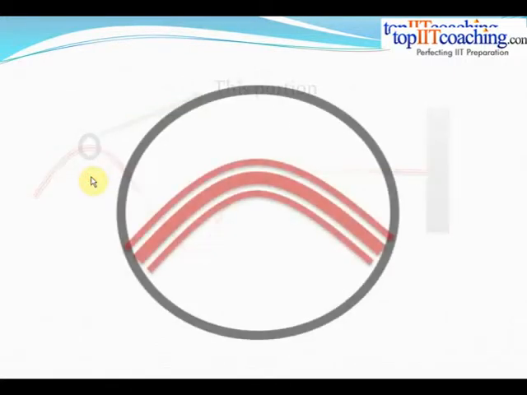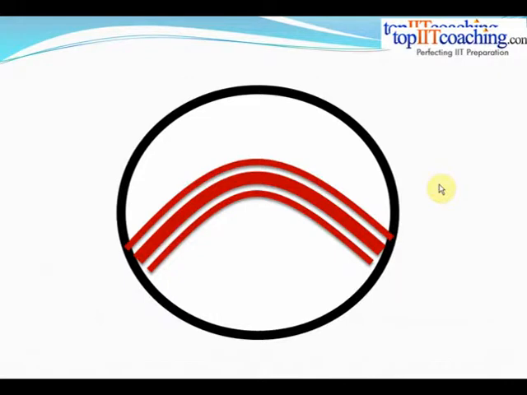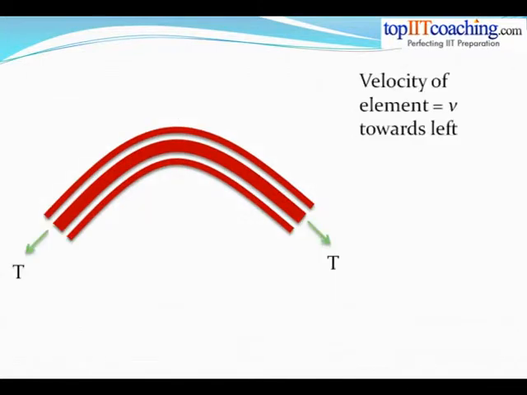Here it is. That small portion has now been magnified. This small portion we've taken is so small that you can call it an element of the string. It's an infinitesimally small portion of the string. Here it is. What are the forces acting on this small string element? There's of course tension from the other parts of the string, and the velocity of this element is v towards the left.